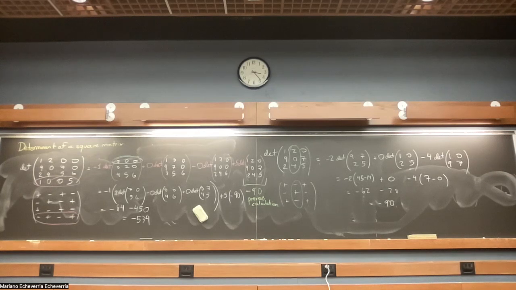And then more importantly for us, this number is not 0. So because it's not 0, the matrix would have an inverse if you were trying to compute the inverse. Okay.